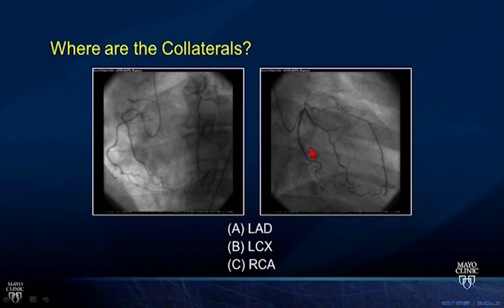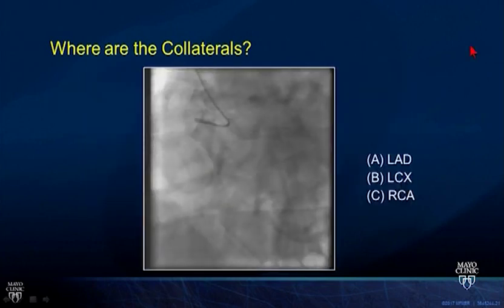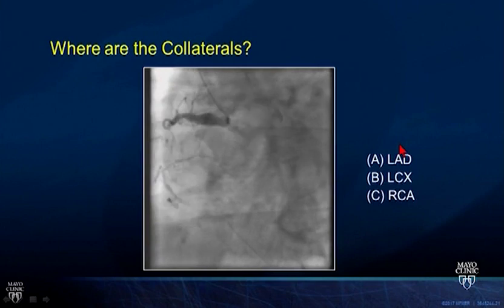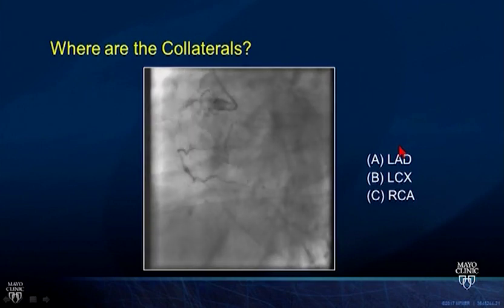Similarly, you look at the RAO view where the ribs are going down to the right, and you can see that there are collaterals coming to the anterior wall and the apex. So that's how you know this is the LAD that is receiving the collaterals. Here's an angiographic video here. Go ahead and make an answer here. Where are the collaterals going?